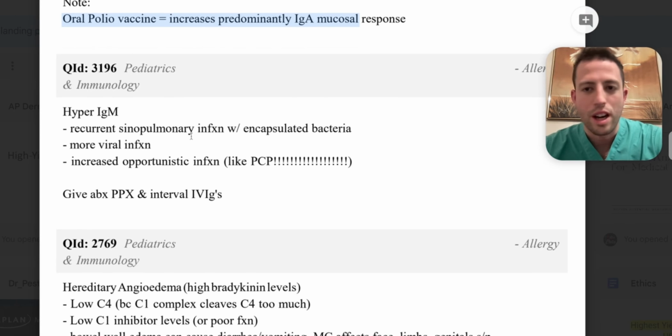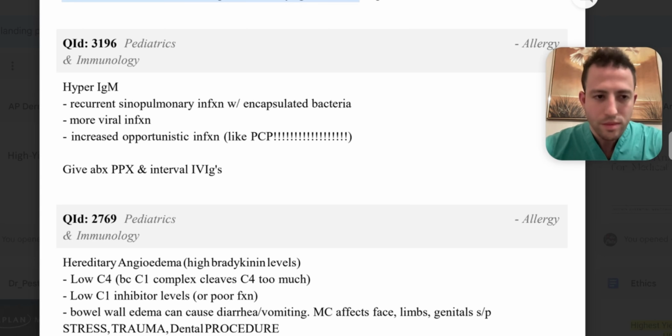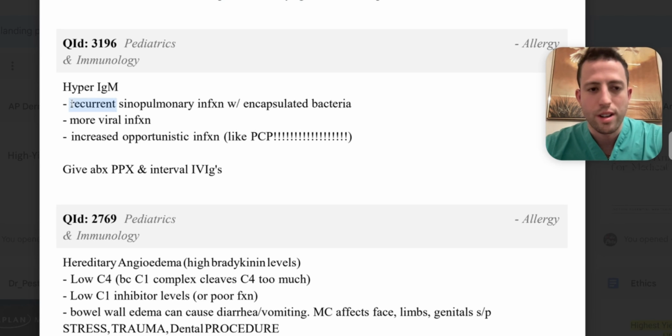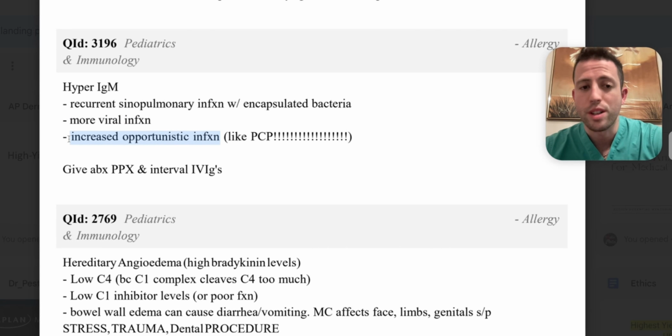Next, we're going to talk about hyper IgM. So we're sticking with the immunology here. This is going to have recurrent sinopulmonary infections with encapsulated bacteria. There's going to be more heavily biased towards viral infections with hyper IgM. And these patients will also see opportunistic infections like PCP pneumonia, so Pneumocystis jirovecii or Pneumocystis carinii, depending on how recent the resource is that you're studying.